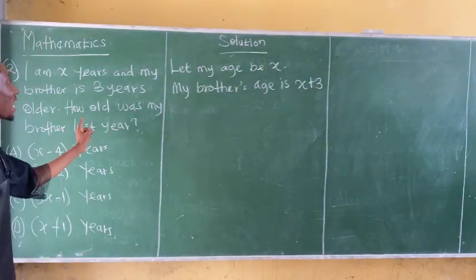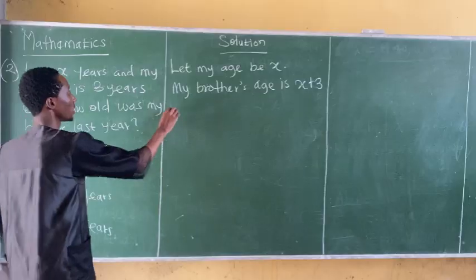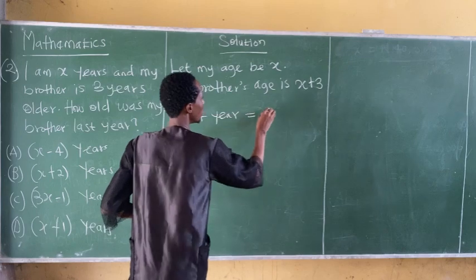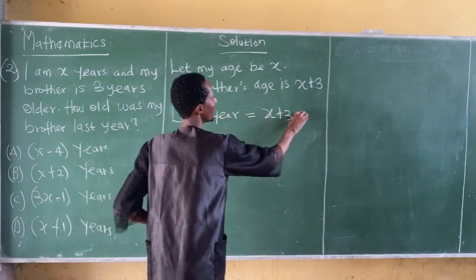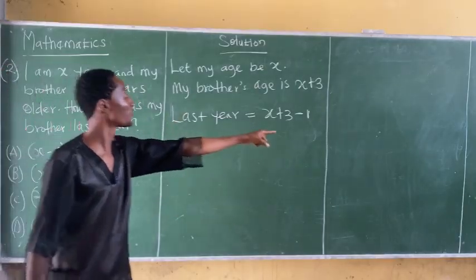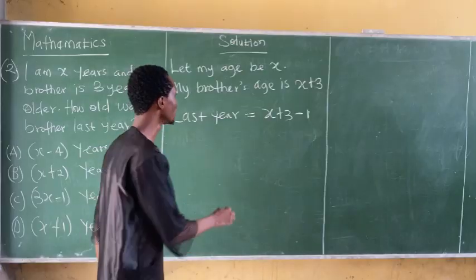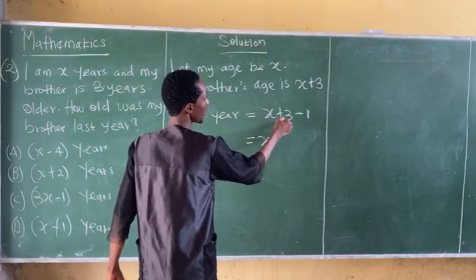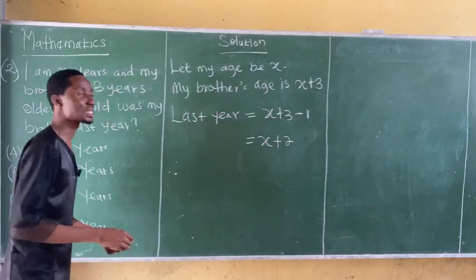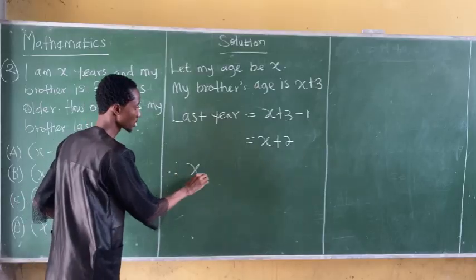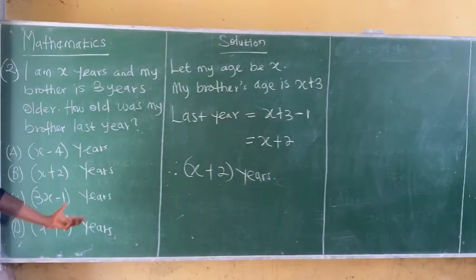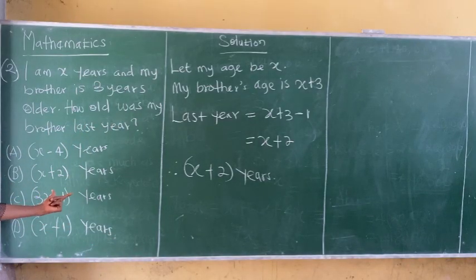How old was my brother last year? The age of my brother last year, my brother's age is what? X plus 3 minus 1. Minus 1 because we are talking about last year, 1 year ago. If we simplify this, we have X plus 3 minus 1 will give us what? Plus 2. Therefore, my brother's age last year is what? X plus 2 years. Let's come here. The correct option here is option B, X plus 2 years.